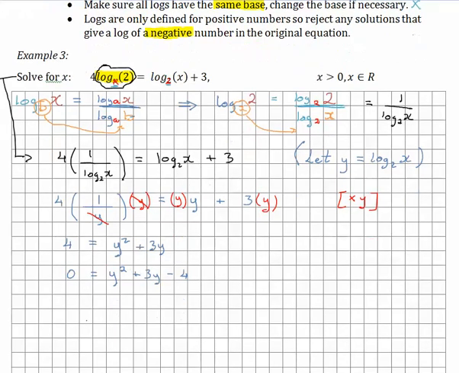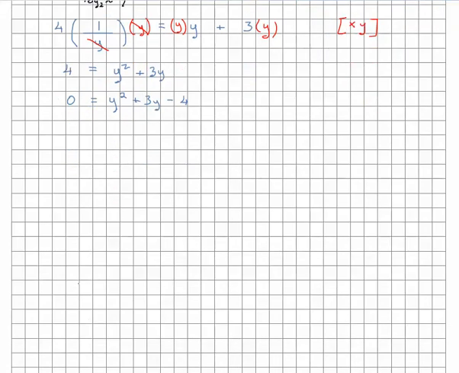Let's just come down here a bit, and I'm going to solve this quadratic now for y, remembering that we still have to unsubstitute y equals log base 2 of x. So 0 is equal to, let's get some factors going on the right hand side. It's a y squared equation, so that can go into brackets as y and y, and the factors of minus 4 that will add up to positive 3 will give me plus 4 here and minus 1.